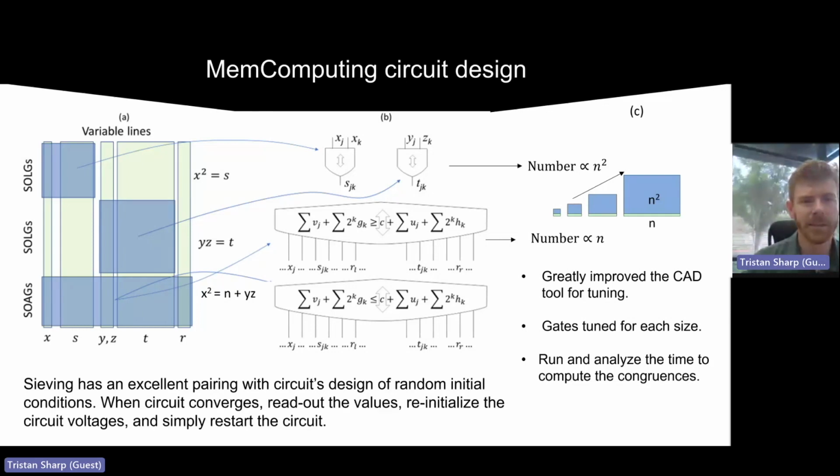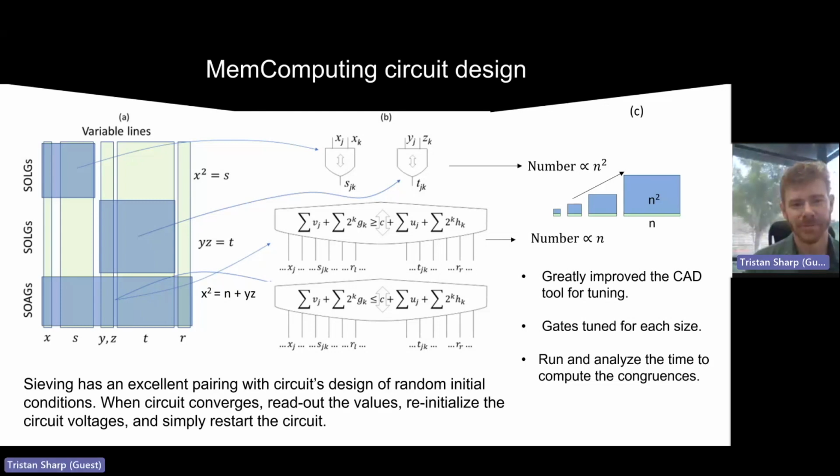And then these bottom gates here are sum gates, which are written in a general form, but they have the same structure as on the previous slide for performing this congruence finding. There's another important development that we created: the sieving actually has an excellent pairing with the circuit's design of random initial conditions, which means you run this circuit and find a solution, just restart it, find another solution, and you just end up streaming these solutions out from the dynamical system.